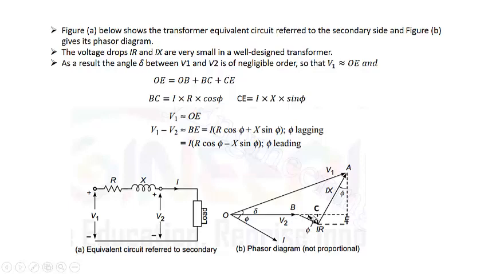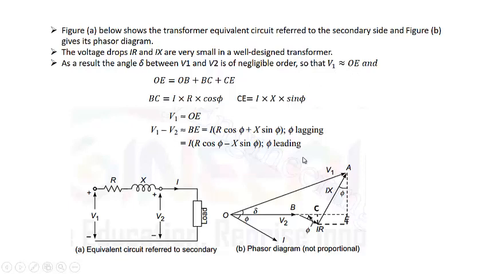Now BC will be the cos component of this IR phasor. So this will be equal to IR into cos of phi. Similarly, this CE is the sine component of this IX, that means CE will be equal to IX sine of phi. So BC is equal to IR cos of phi, CE is equal to IX sine of phi. Also V1 is equal to OE, that we have already discussed.